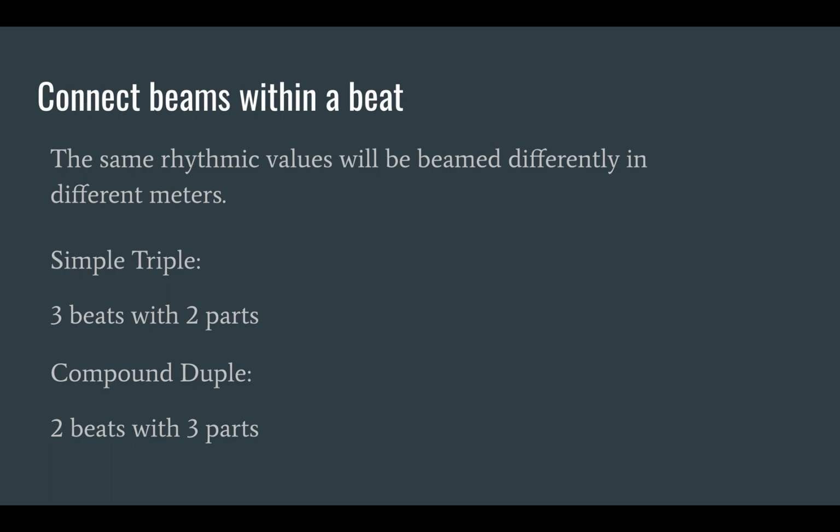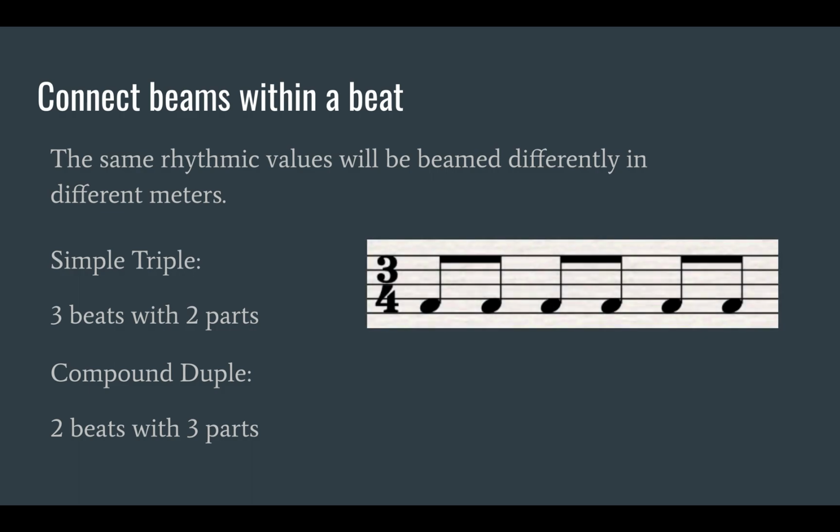When you look at certain rhythmic values, they'll be beamed differently depending on the meter they're in. In simple triple, we have 3 beats with 2 parts. Simple means the beats have 2 parts, and triple means there are 3 of them in a given measure. So triple structure says that's a beat, and that's a beat, 3 beats. Simple means that it has 2 equal parts, in this case an eighth note and an eighth note within each of these beats. We can see clearly that if we divided the beats up, they would all be beamed within their beat and not across the beat lines.